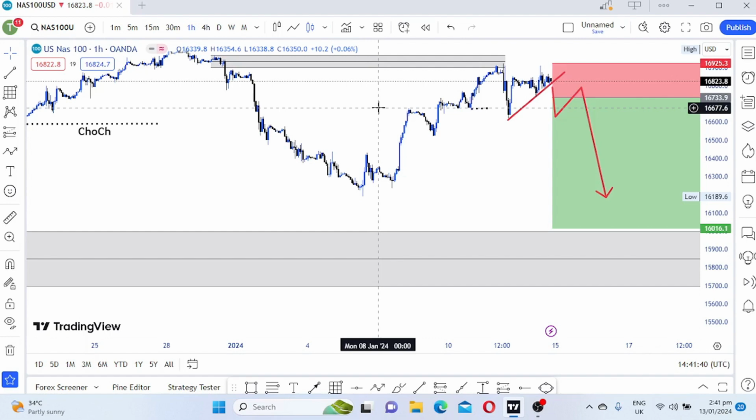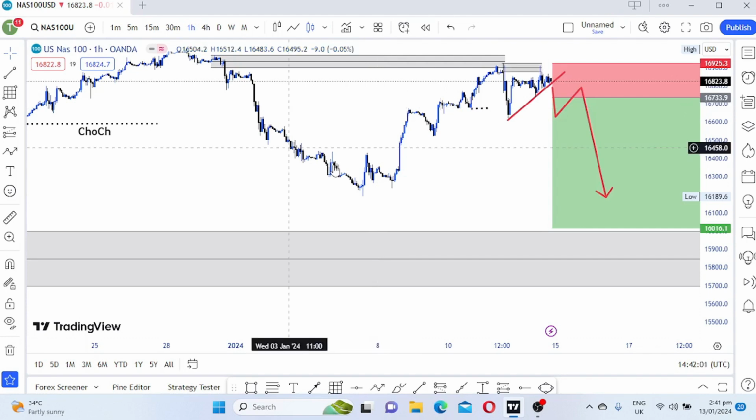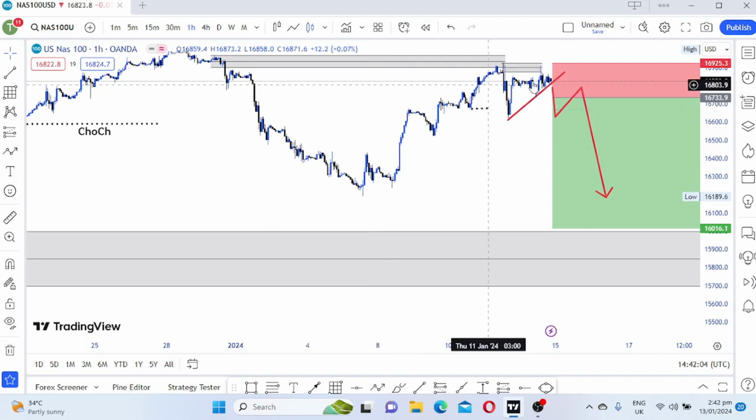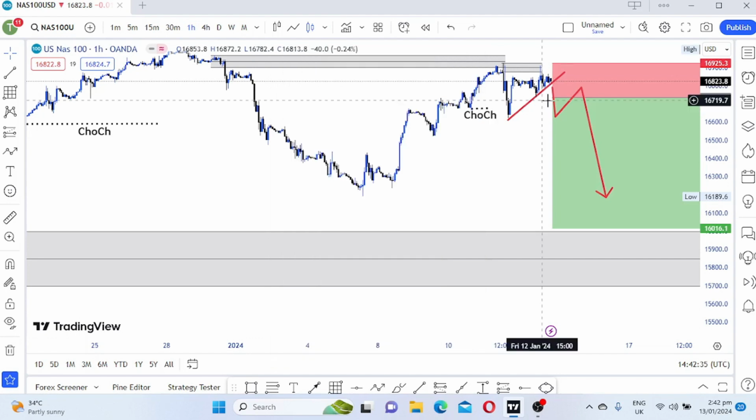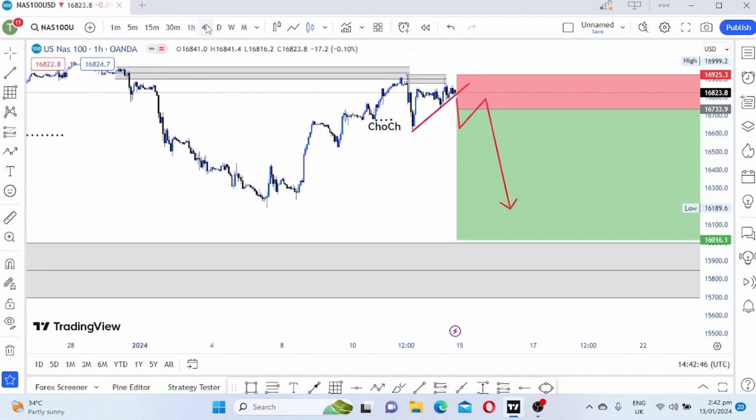We have now shifted from bullish to bearish, guys, once we tapped into the supply zone. So here is our change of character, as you can see. Here is our change of character, guys, after we did tap into the supply zone up here. So now I will be waiting to enter sales. Once we get those sales, then I will enter sales targeting this demand zone here.